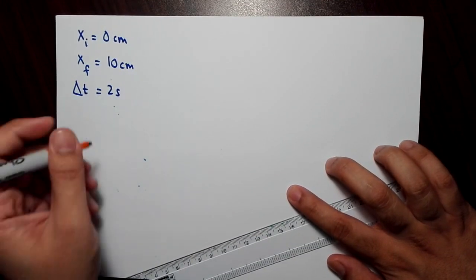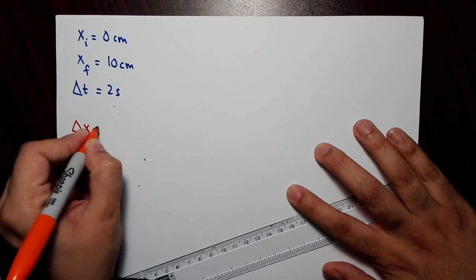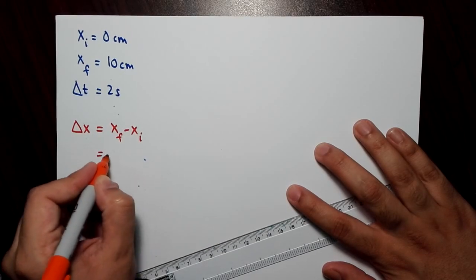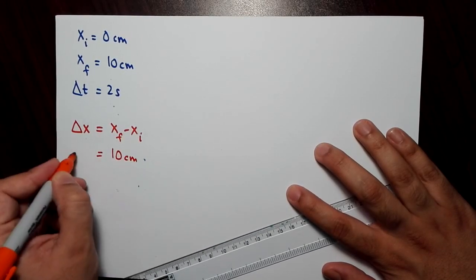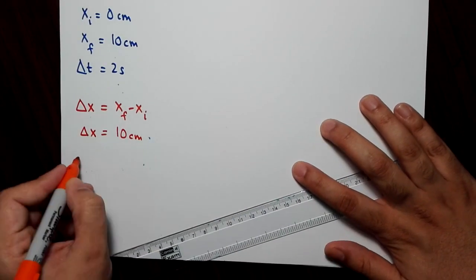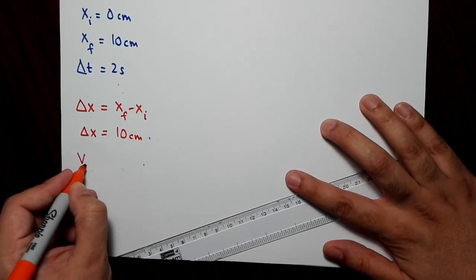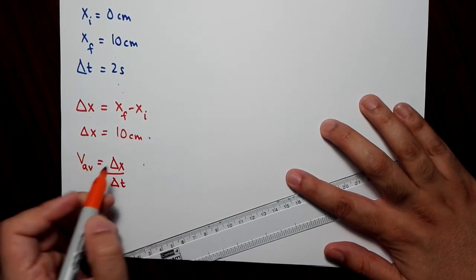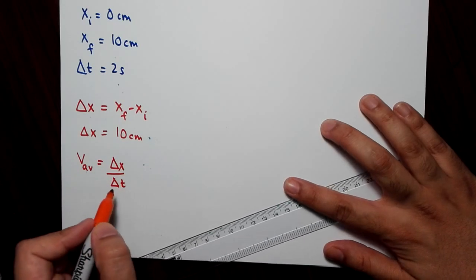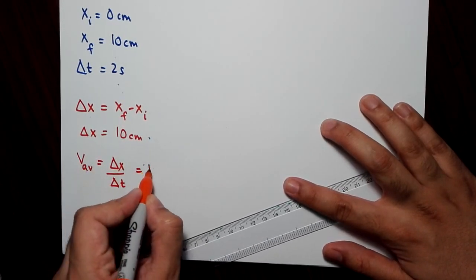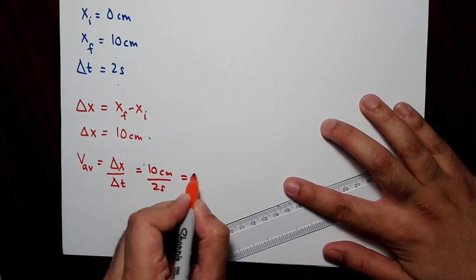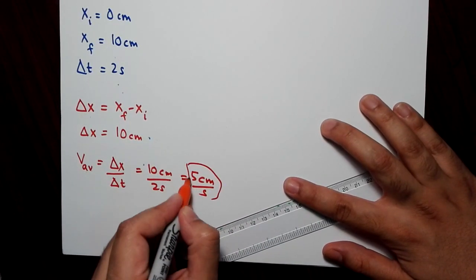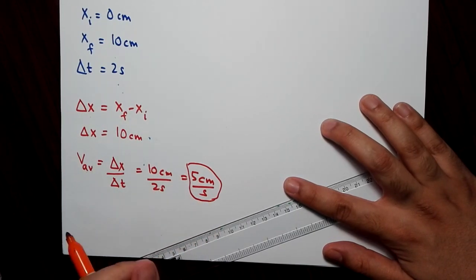So displacement of Thomas is x final minus x initial. That's just easy. It's just 10 centimeters. Okay. And average velocity, this is the simplest scenario that can be. So average velocity is delta x divided by delta t. So delta x is 10 centimeters. Delta t is 2 seconds. So you get 10 centimeters divided by 2 seconds. So that's just 5 centimeters per second. Okay. So that's the average velocity of Thomas.